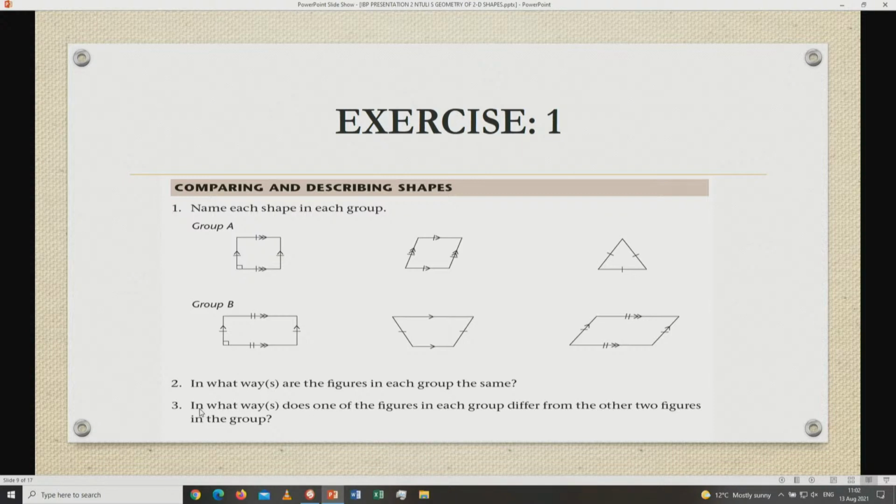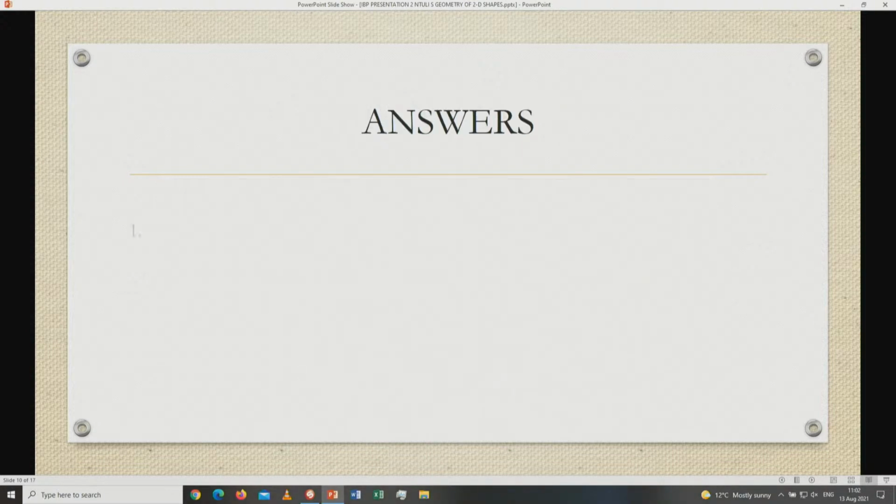Number two, all right, let us answer number one first. So number one, group A. The first one is a square, because we can see there are four equal sides. The second one is a rhombus. Also, there are four equal sides. But what is the difference between the two? A square has four equal sides. Also, a rhombus has four equal sides.